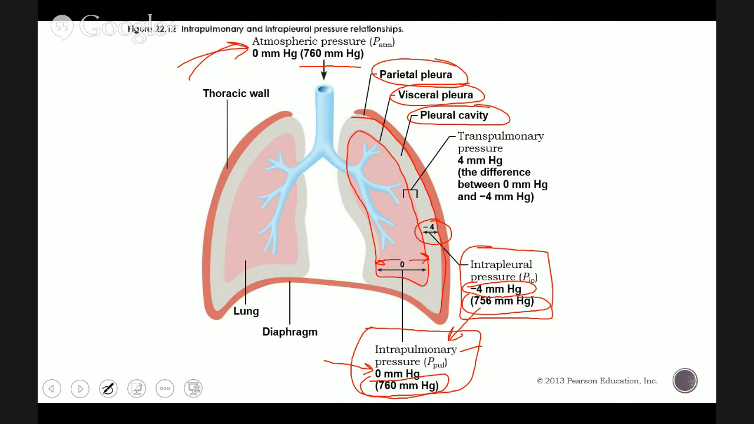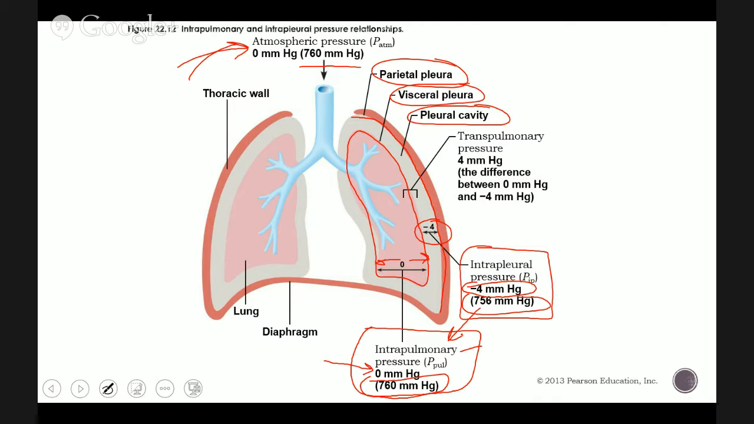intrapulmonary pressure. So this is a negative pressure. So when you apply a negative pressure, what happens? Is it a suction, or what would be the opposite of suction? Blowing? I don't know. So when you have a negative pressure, is that going to be an action of suction, or is it going to be an action of extrusion or outward movement? What do you think? Suction is correct, right?